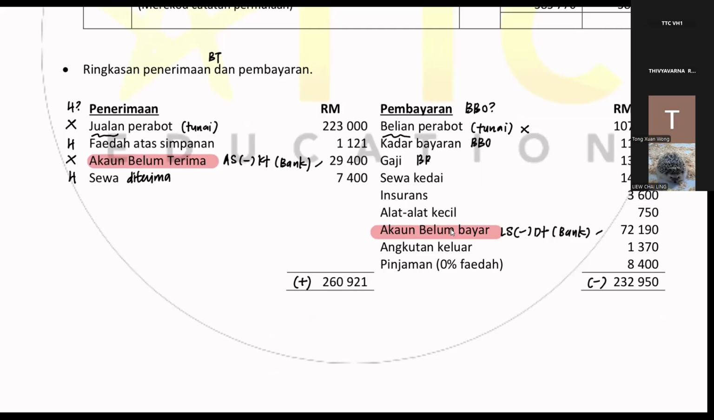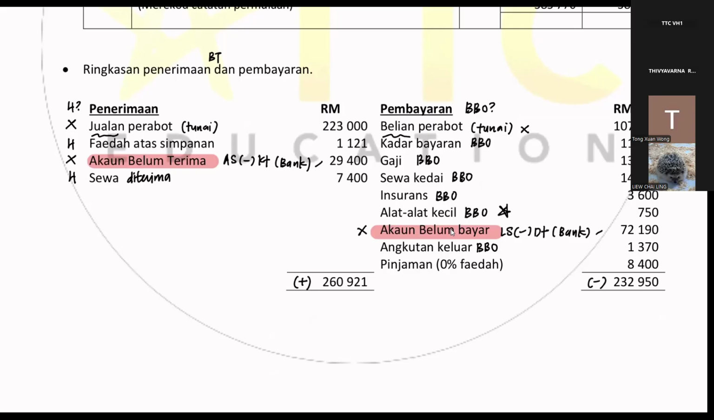Kadar bayaran, yes, belanja. Gaji, yes, belanja. Sewa kedai, yes, belanja. Insurance also. Alat-alat kecil also, but familiar, right? Remember just now, we need to do some correction, right? We got inventory alat-alat kecil earlier, right? So make a remark, come back later. ABB, no more. Angkutan keluar, yes, belanja.